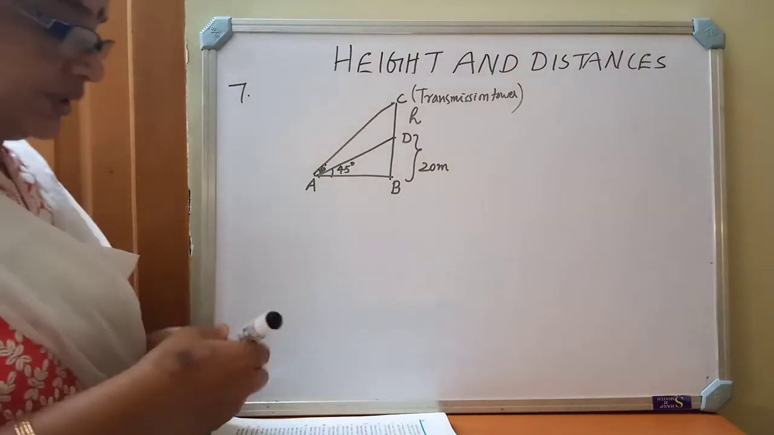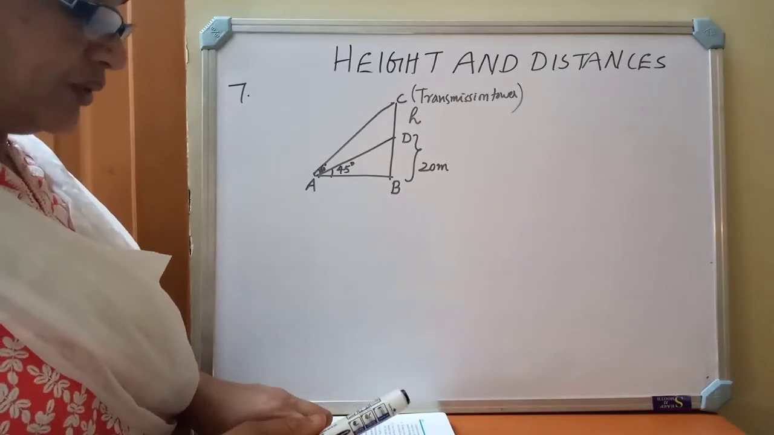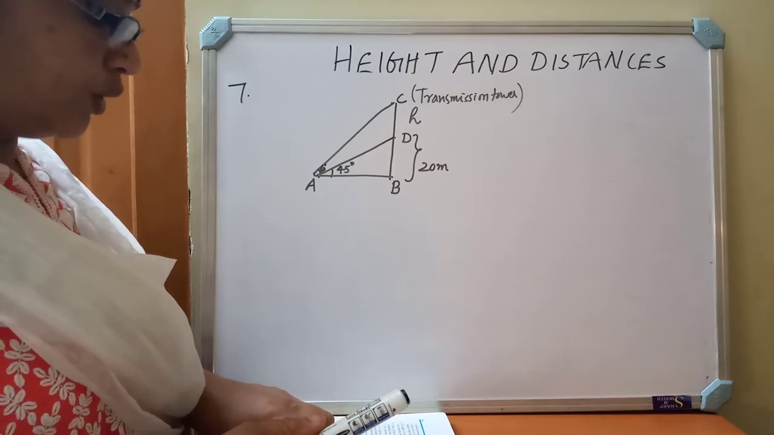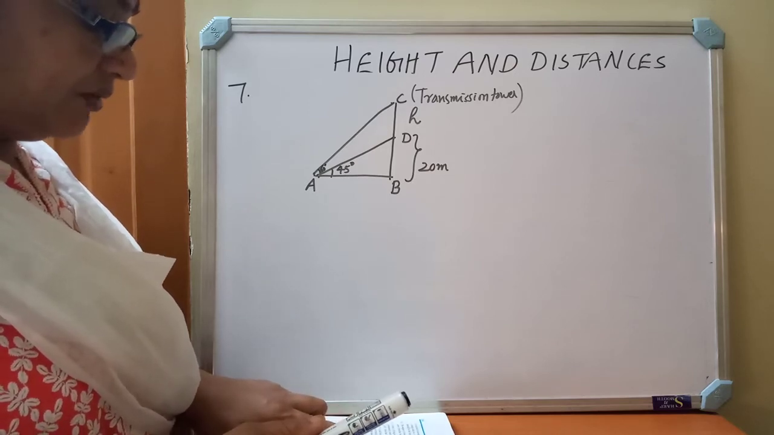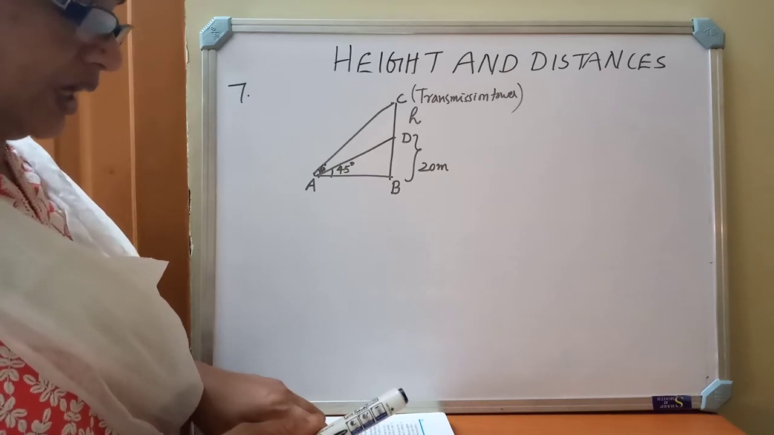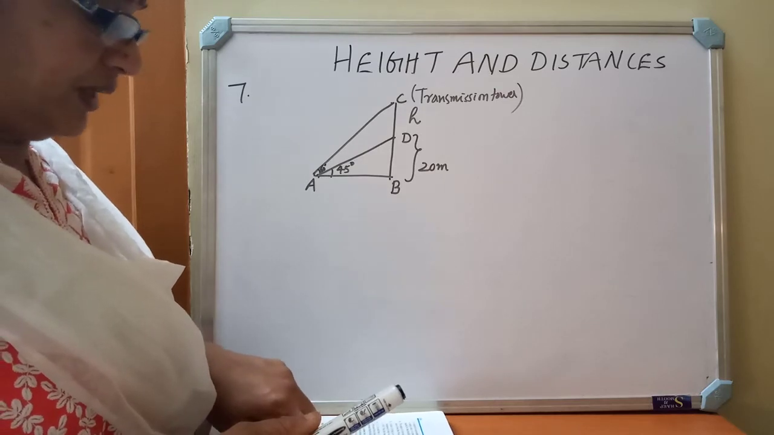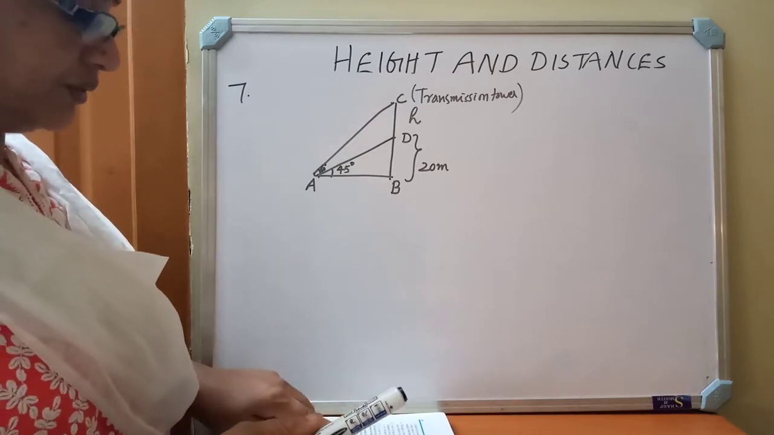See the seventh question, children. From a point on the ground, the angle of elevation of the bottom and the top of a transmission tower fixed at the top of a 20-meter high building are 45 degree and 60 degree respectively. Find the height of the tower.